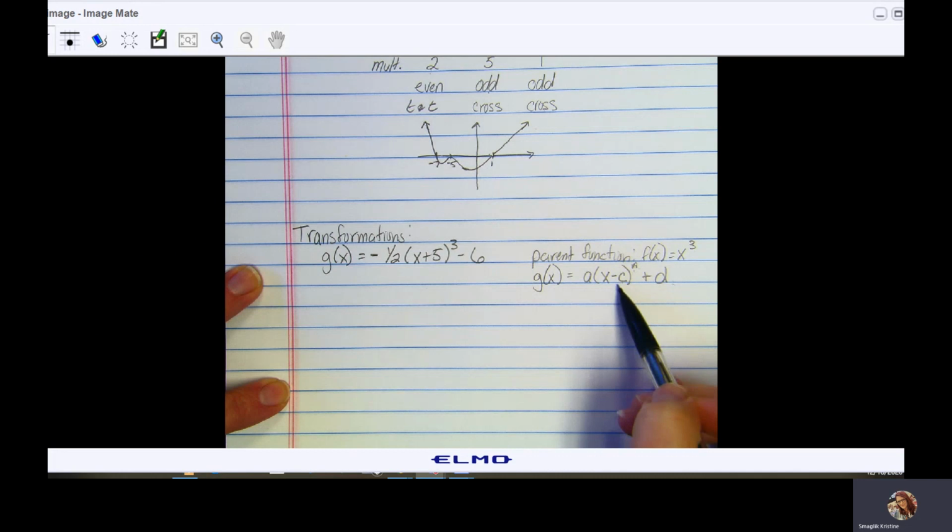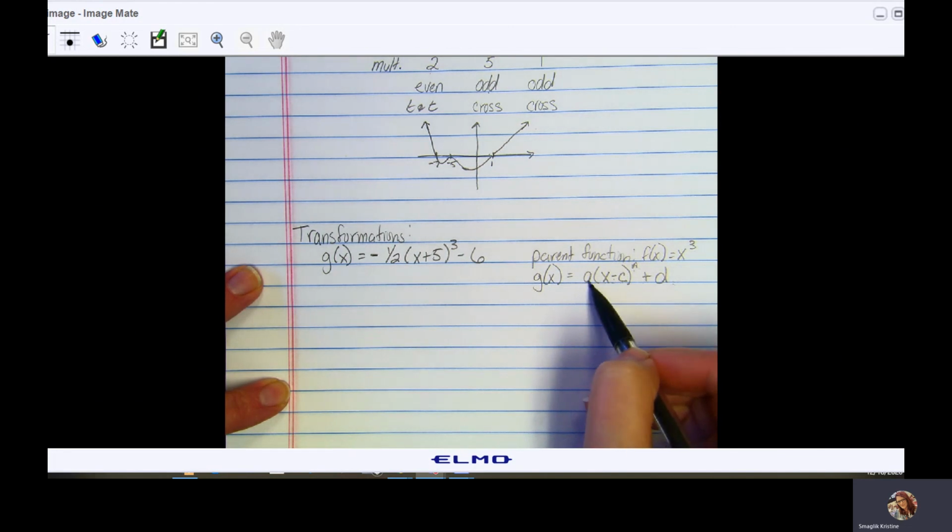Whatever value is here next to your x, that's going to be a horizontal shift. And remember, you have to think opposite of what the sign is. If this is negative, you're moving right. If it's positive, you'd be moving left. Whatever is hanging out over here with either a plus or a minus, that's your vertical shift. That's going to be up and down. If it's positive, it's up. If it's negative, it's down.